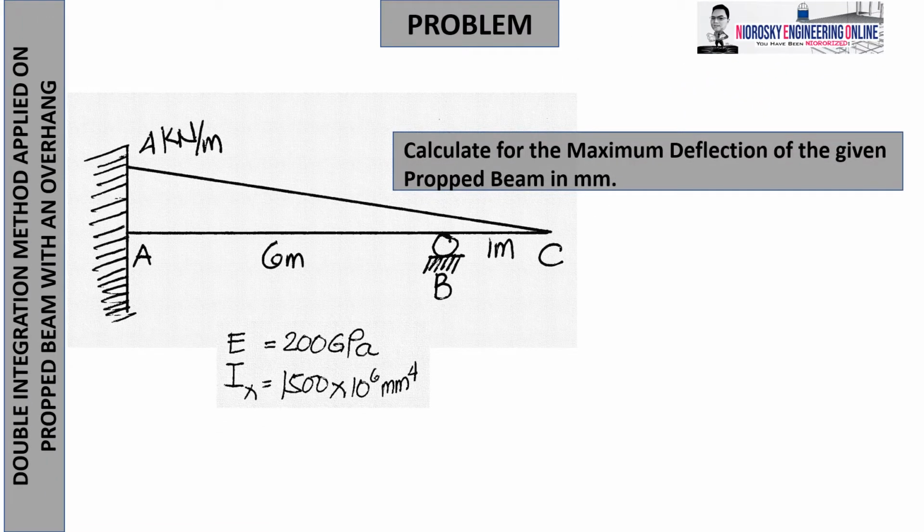So this time around, a problem that was discussed before, but this time we will be having an overhang on the right side. So it is either nasa left or nasa right, it doesn't matter. The analysis would be the same, the procedure would be the same. Okay? So what would be the maximum deflection of the given propped beam in terms of millimeters? So given naman yung flexural rigidity value, yung E at saka yung I pag pinagsama.